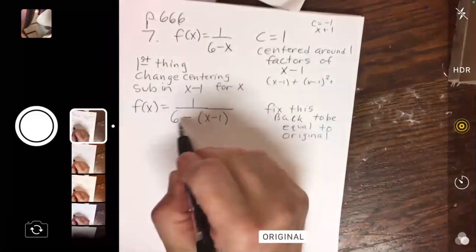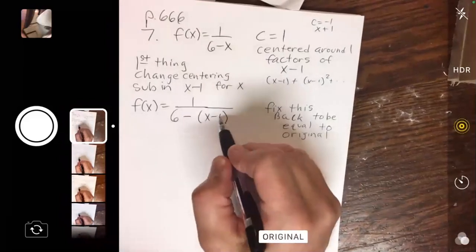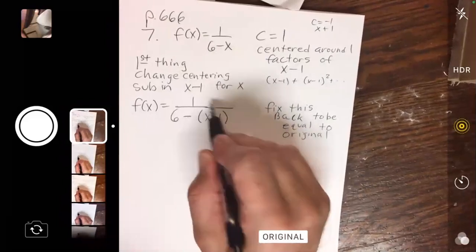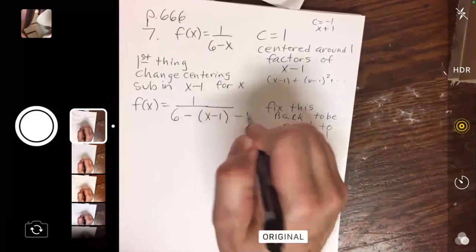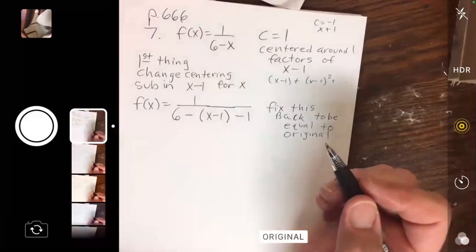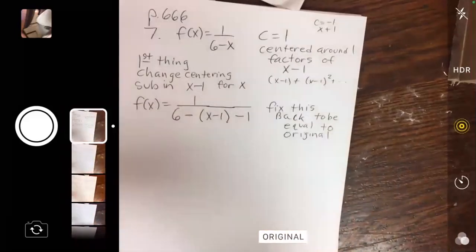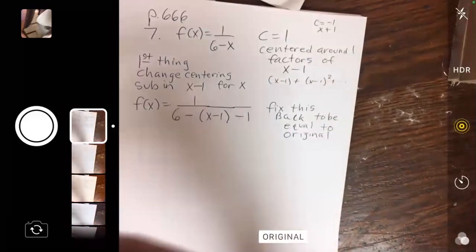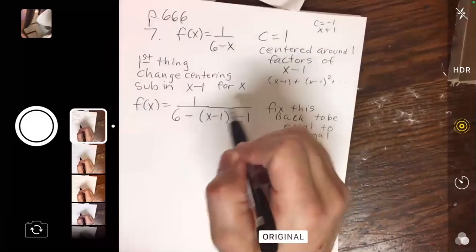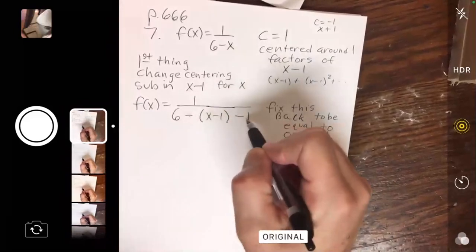Can you see how I've changed it? I've got 6 minus x, which matches here, but I've added in a plus 1. If you distribute this through, negative, negative 1 is a plus 1. The fix on this is going to be a minus 1. You can't memorize this fix. It's tough to teach, but you've got to figure, gee, what did I do? I added in a plus 1, so I got to subtract 1.